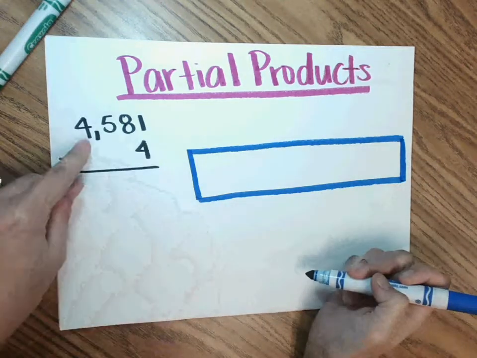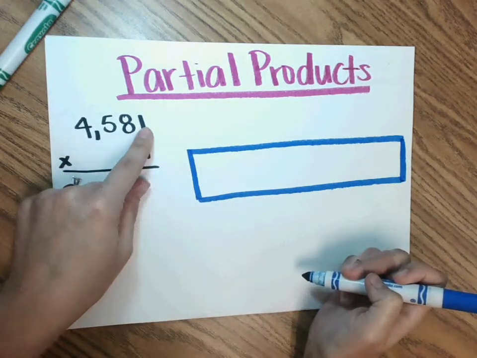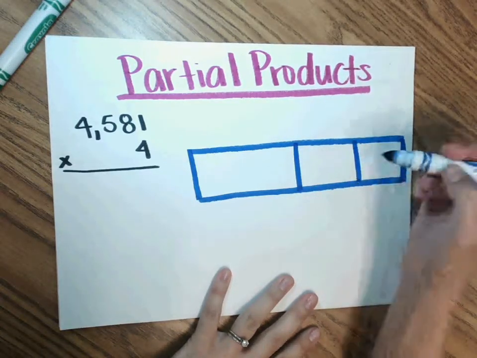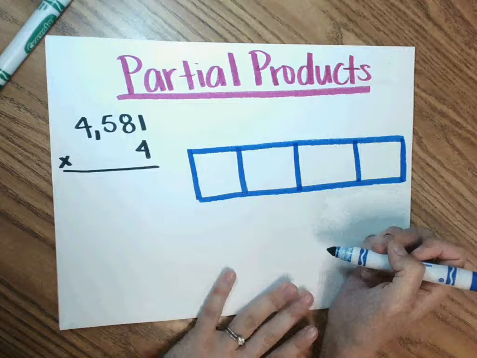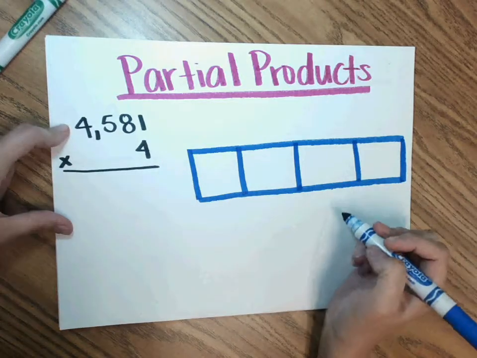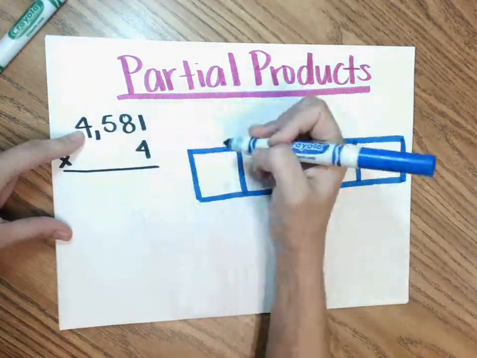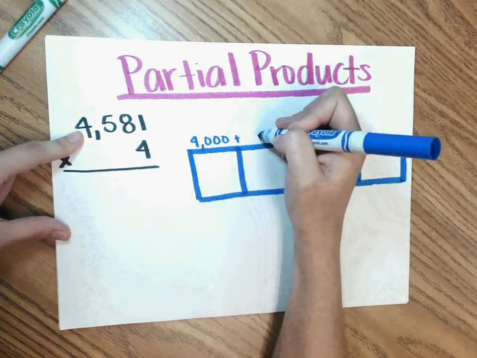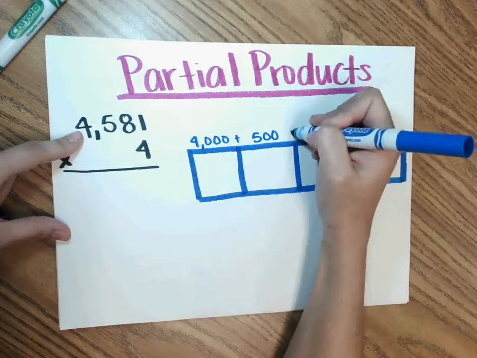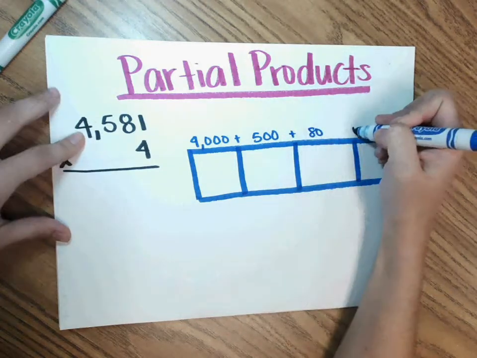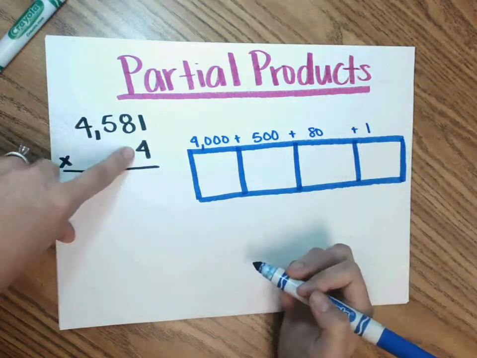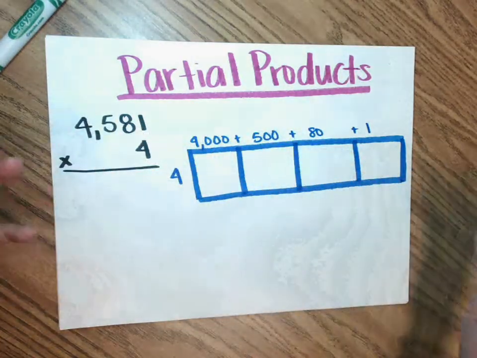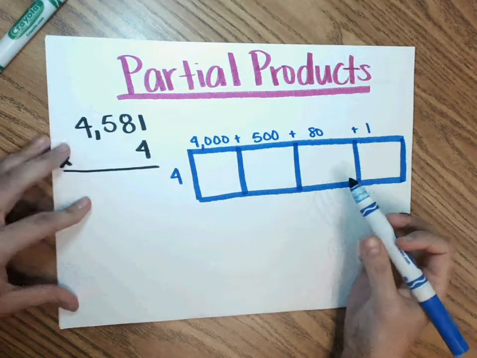And because 4,581 is a 4-digit number, I'm going to split my box into 4 pieces. Then I'm going to write this number in expanded form. So 4,581 is the same as 4,000 plus 500 plus 80 plus 1. And we're going to multiply each of these by 4. And this just kind of breaks it apart so it's a little easier for our kids to visualize.